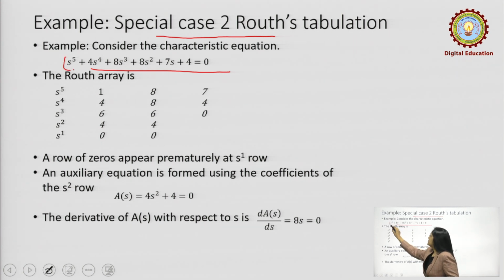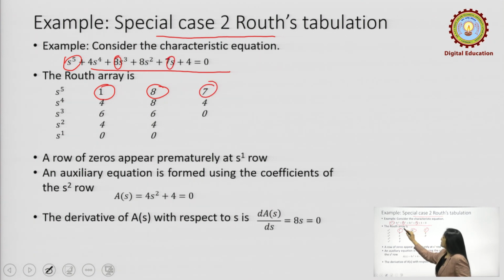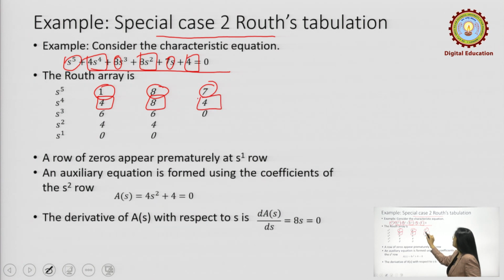The coefficient of s raised to 5, the highest order term, then 8, then 7, 4, 8 and the value 4 here. So, the first and the second row are arranged with help of the characteristic equation. Then we go ahead with the Routh's tabulation.